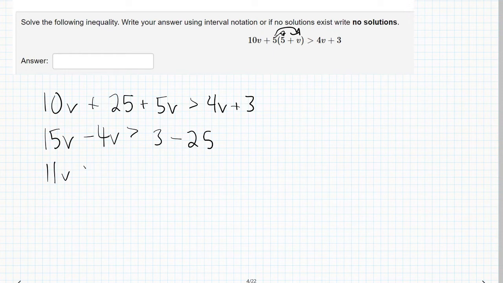So keep that in mind when we're working these problems. So this makes 11v is greater than, that looks like negative 22. And so that means v is greater than negative 22 over 11, or v is greater than negative 2. Okay, that would be a solution.